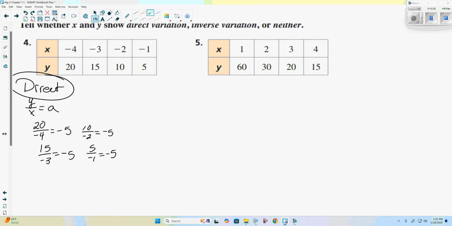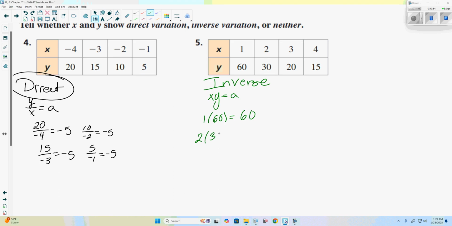So looking at number 5, do we still want to start with direct or start with inverse? Up here, inverse. Because it really doesn't matter which one we start with. We're going to start with one or the other. X times y is equal to a. We have 1 times 60, which is 60, yes.